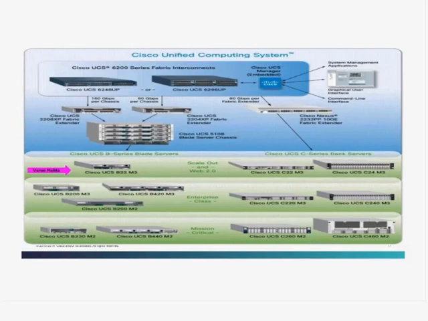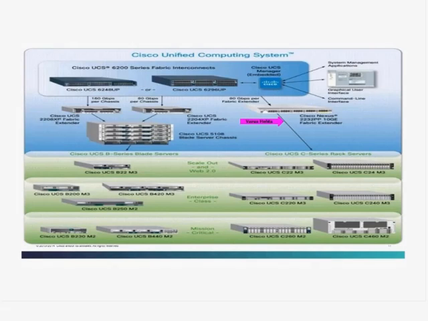Here you can see a few blades that have been listed. These are your blade servers. I've listed B22M3, B200M3, B420M3. We can also have the rack mount servers, that are your C-series servers. We can integrate them with the UCSM, and they can be managed through UCSM. Depending on the UCSM firmware version, you can either directly connect them to the FIs or you can connect them using the 2232 fabric extender.